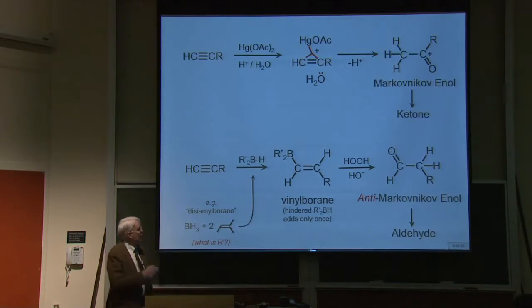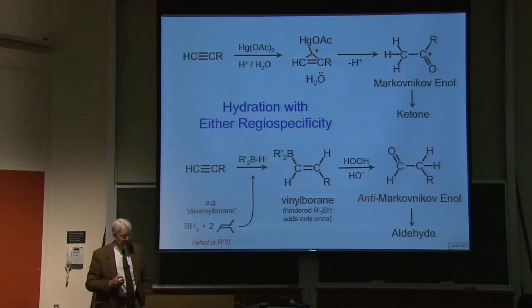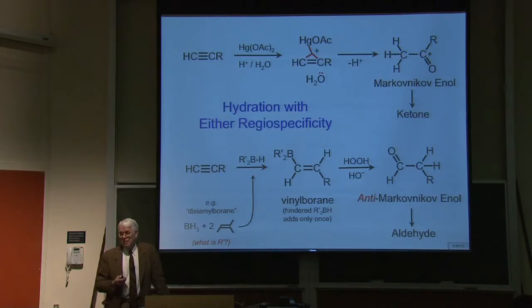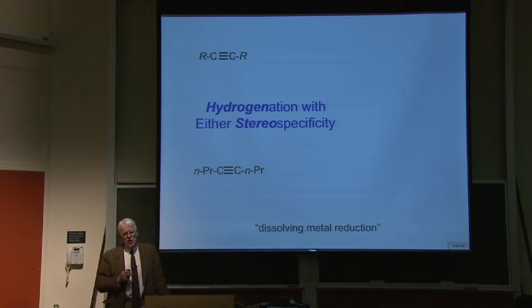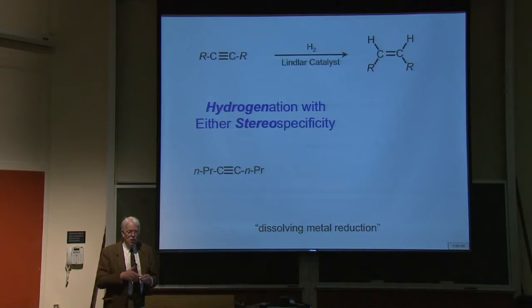So the H and the O on the two carbons add in one sense here and in the opposite sense here. So that's nice because if you're a synthetic chemist, that gives you the control of which product you want to get. You can use one method to get the Markovnikov ketone and the other to get the anti-Markovnikov aldehyde. So this is hydration with either regiospecificity. But also we could talk about hydrogenation, adding H2, and here it's a question of stereospecificity. Up at the top there, if we take an alkyne and reduce it with H2 and a catalyst, as we talked about with an alkene, you can get first this alkene.